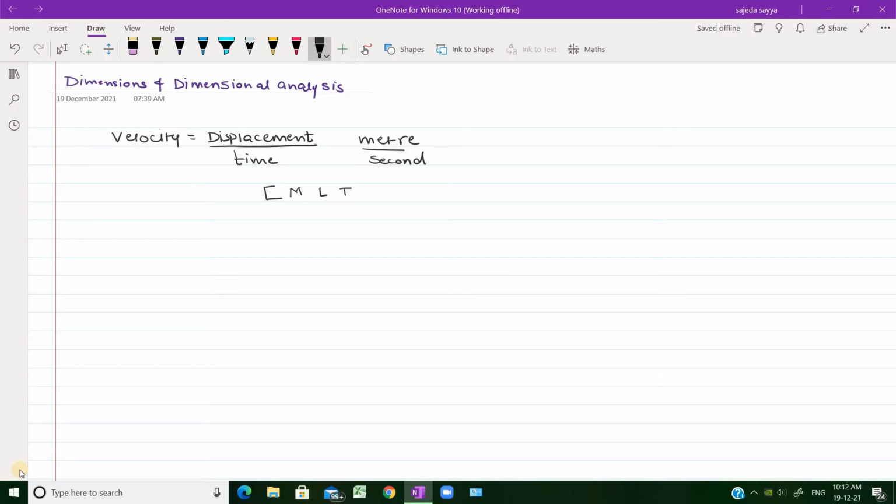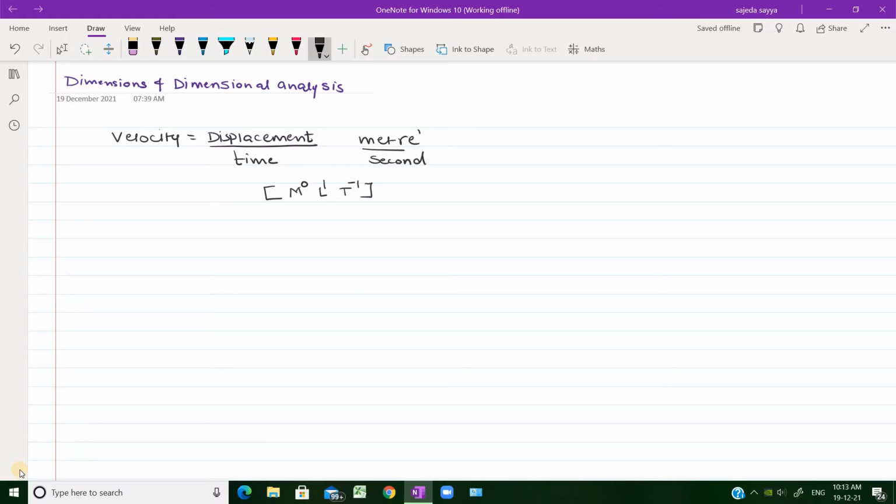Here there is no mass term present, so the power of mass is 0. Meter, the SI unit of length, has no power expressed, so it is obviously 1, so it is L raised to 1. Second has no power written and is in the denominator, so it is -1. So the dimensions of velocity are M⁰ L¹ T⁻¹.